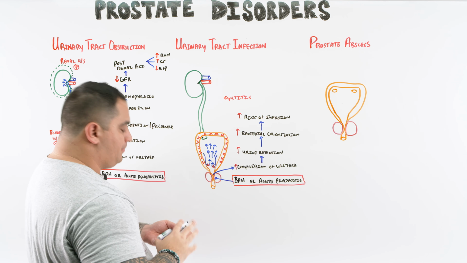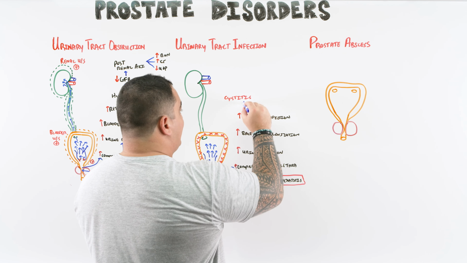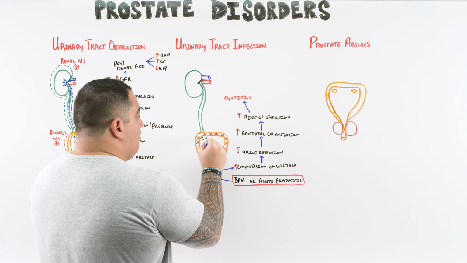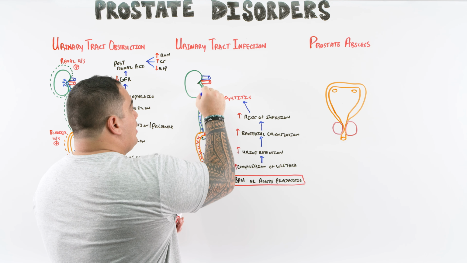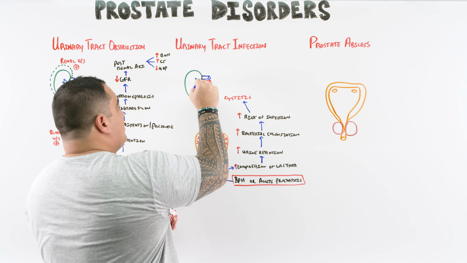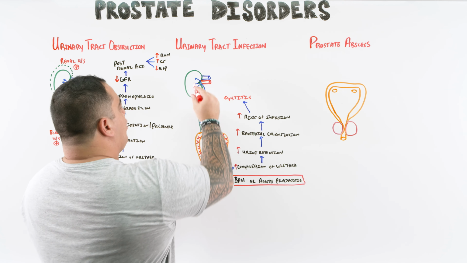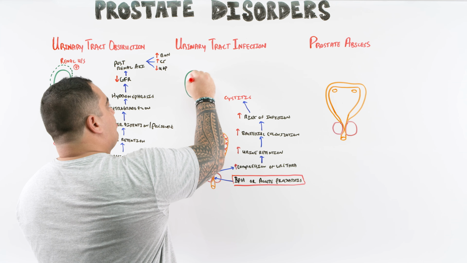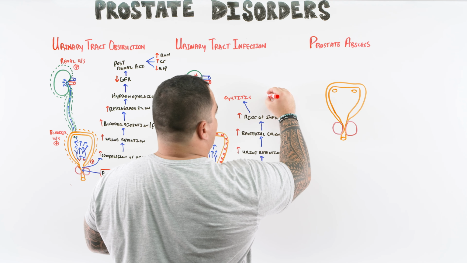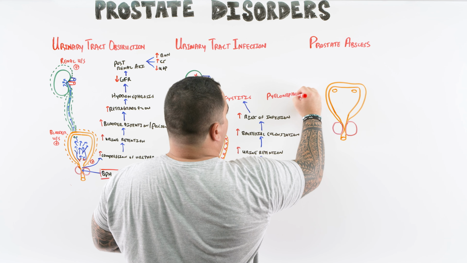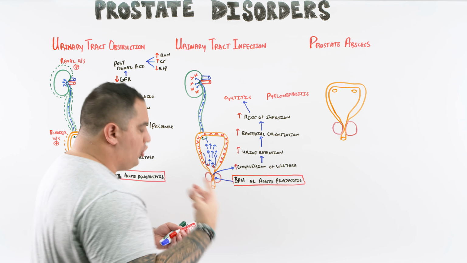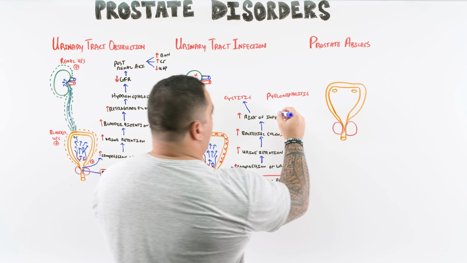The other thing is that this kind of bacteria can also move retrograde through the ureter up into the kidney and cause an infection of the kidney. When you cause an infection of the kidney, this is actually pretty bad. This is referred to as pyelonephritis. This is kind of the combination of urinary tract infections, if you want to think about them.